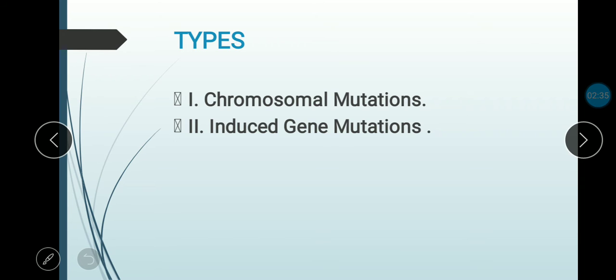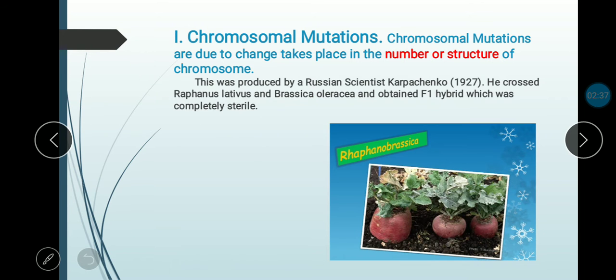They are called artificial mutations or induced mutations. In the chromosomal mutations, we see again that they are basically of two types: chromosomal mutation on the basis of changes in the number of chromosomes or changes in the structure of chromosomes.